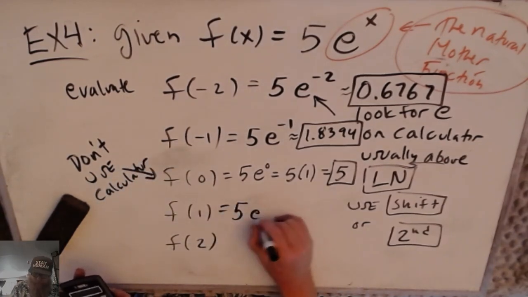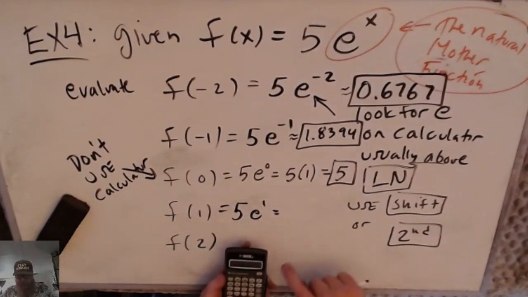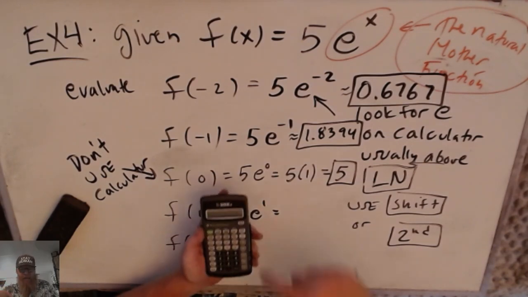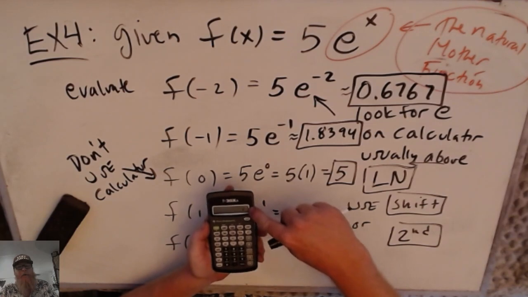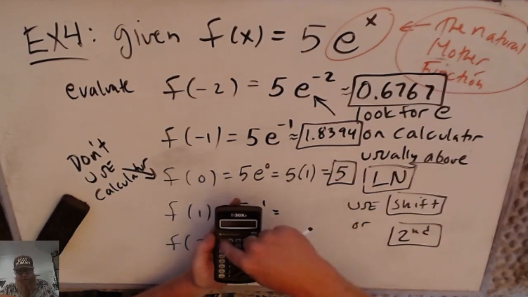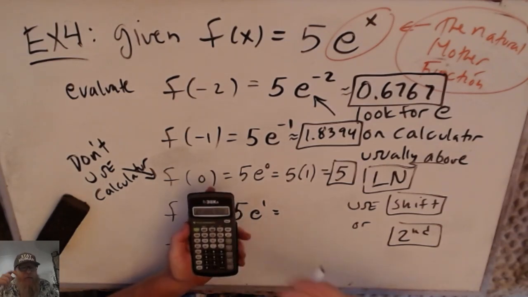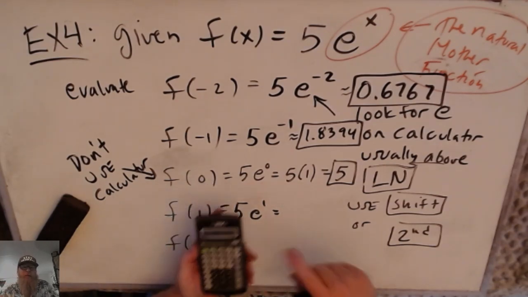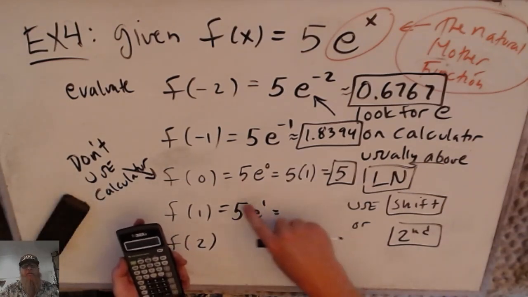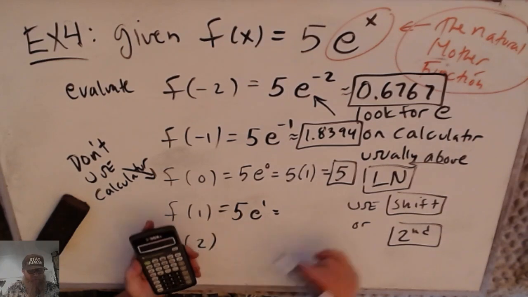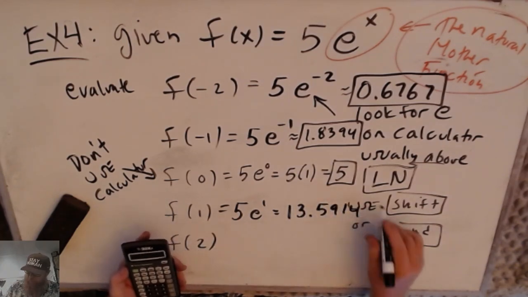All right, the rest of these, back to the calculator. 5e to the first. I should point out that the e button does not work unless you have an input. So you have to put 1 on your screen and then hit your e button. I don't want you sitting there hitting the e button going, it's not doing anything, it's not doing anything. Well, you got to put something in if you want it to do something, right? So e to the first and then times 5. And you're going to get 13.5914.